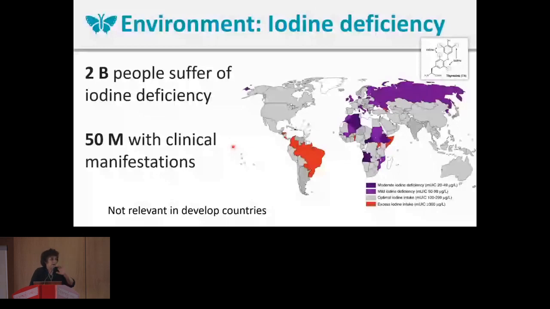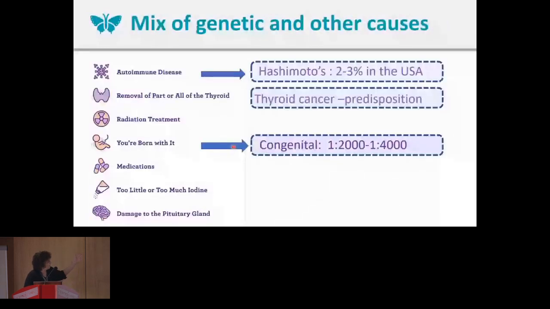So I think to wrap this part, I already showed you that it's a mixture of genetics probably and other causes. And for example, the Hashimoto is 2 to 3% in the US. I don't talk today about thyroid cancer, which has a predisposition component, genetic, but I leave it aside, and the congenital disease in which one is born with.